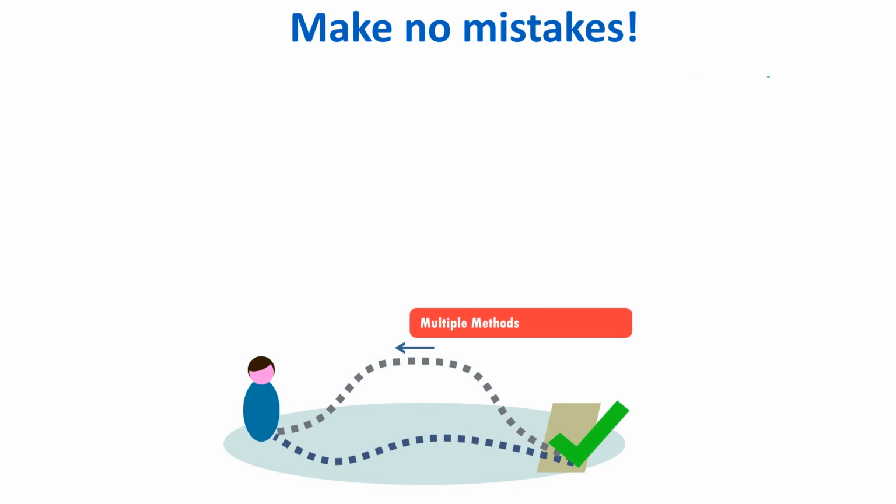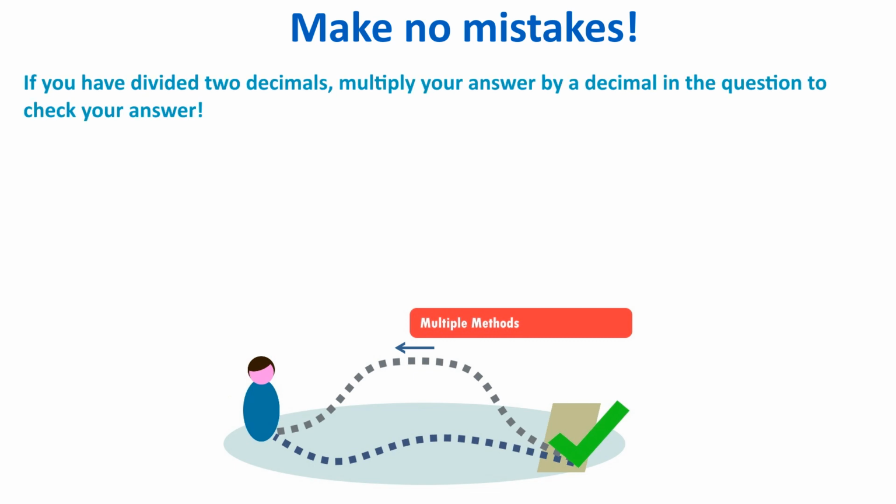Now, when you are checking through your answers, the method you should use is this. If you divided 2 decimals, multiply your answer by a decimal in the question to check that you get back to the other decimal in the question. That sounds pretty complicated, but I'll just explain it now.